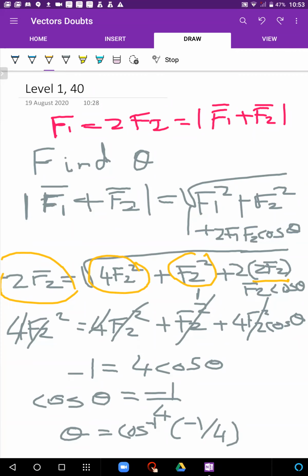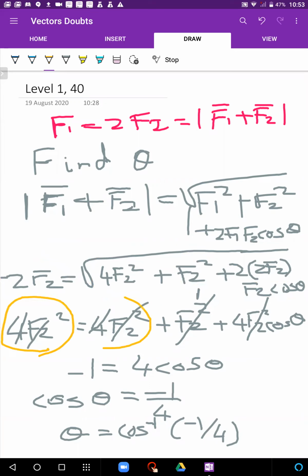Again, root हटा दो square करके. So the left hand side becomes 4f2 square. The rest I've just copied as it is. I have multiplied this: 2 into 2 is 4, f2 into f2 is f2 square. So 4f2 square cos theta किया. And that's it. That's what we get when we square both sides.